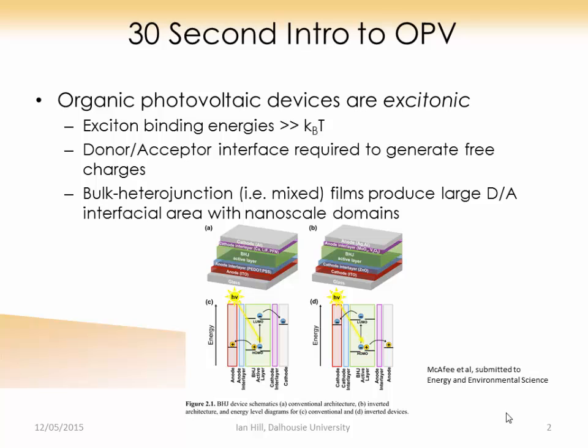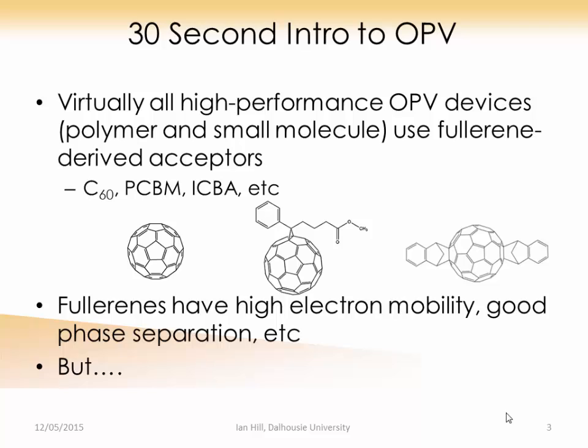In order to do so, that exciton has to reach an interface before it recombines, so that puts a length scale of the domains of donor-acceptor to be something like a few tens of nanometers. So nanoscale domains are required. So, onto the acceptor side.